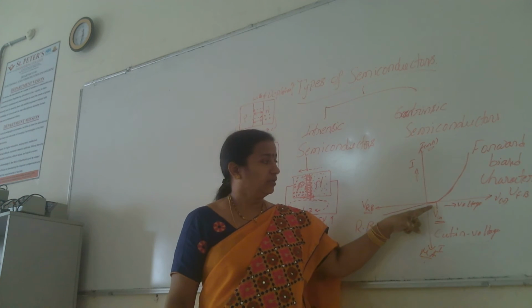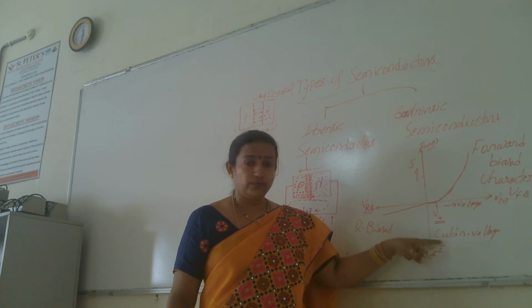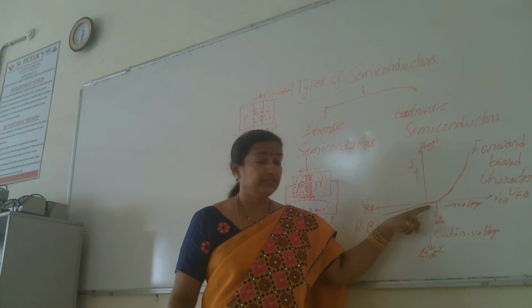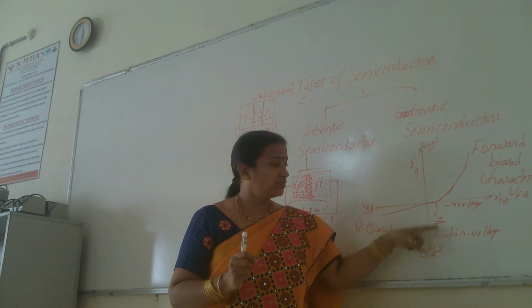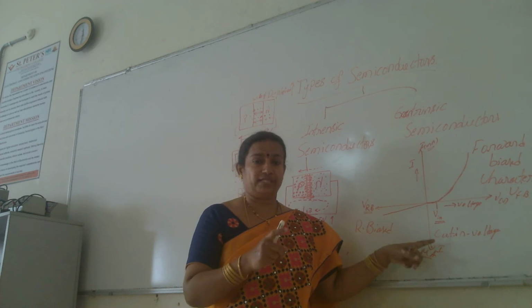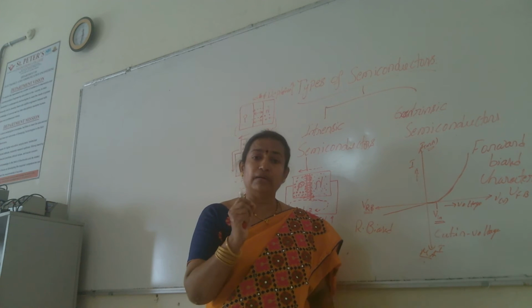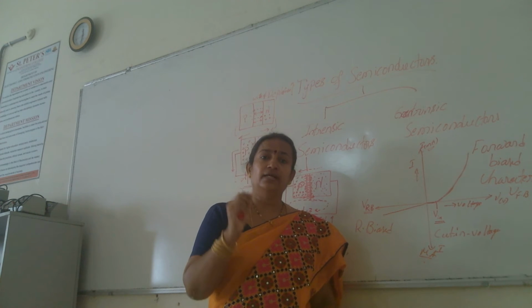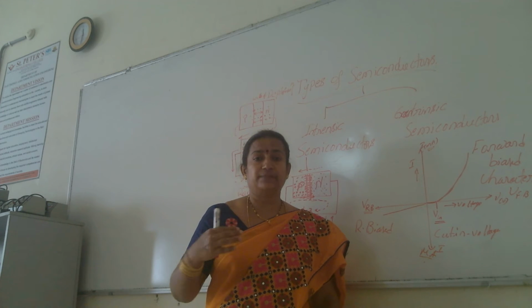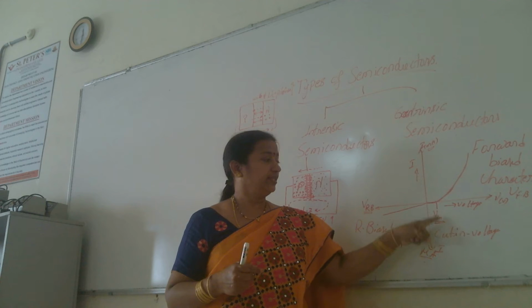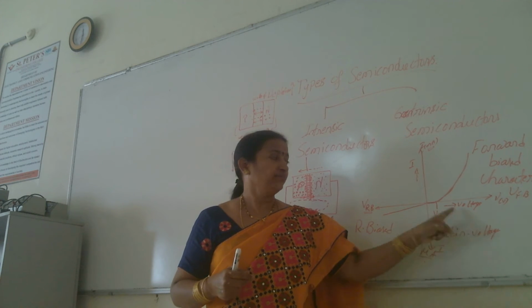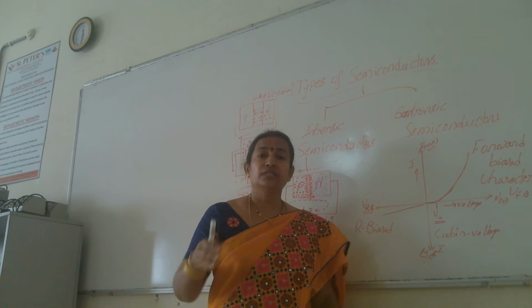There we first observe the cut-in voltage. Whenever the current starts to flow through the diode, that particular voltage is considered the cut-in voltage. While doing the experiment, you are going to mark the voltage from which onwards the diode allows current to pass through it. That voltage we call the cut-in voltage, and we have to mark it in the tabular column.